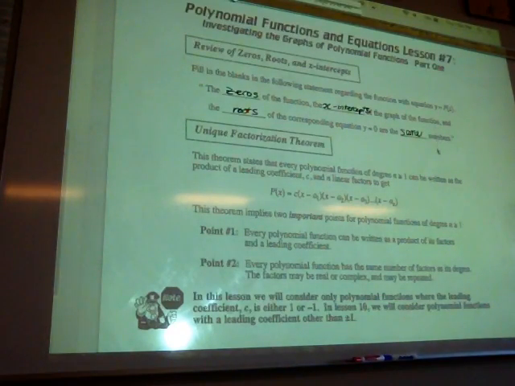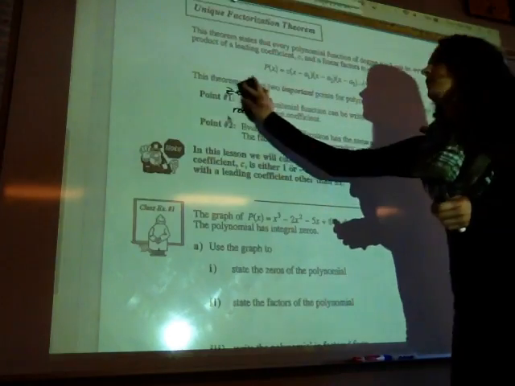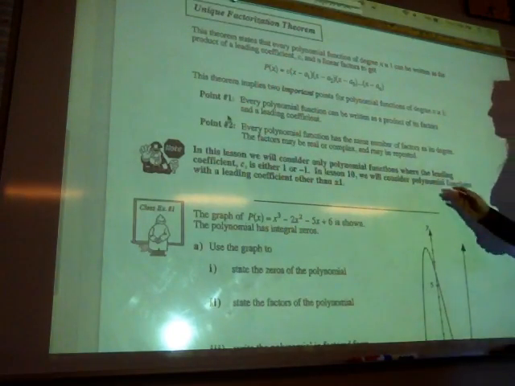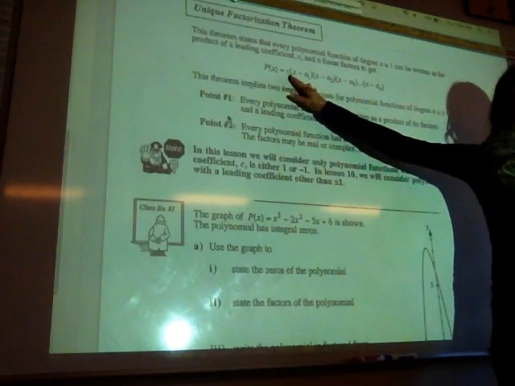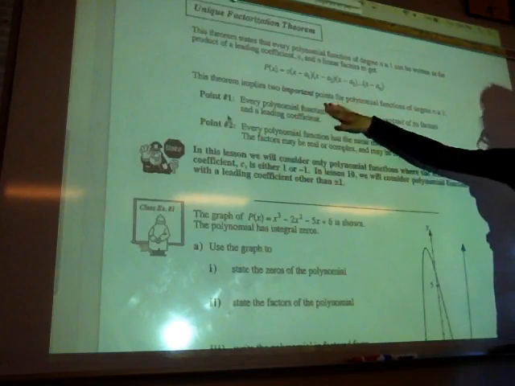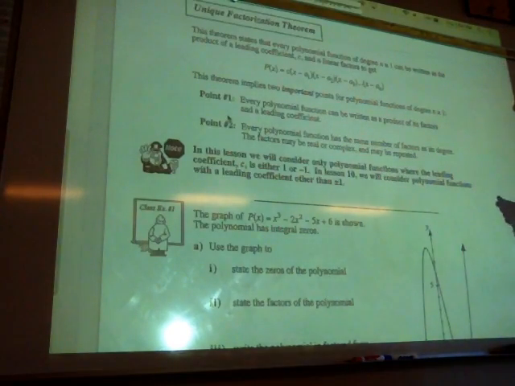So before we can do that, let's just go to the unique factorization theorem and review what a polynomial will look like when it's factored down. So we have a polynomial that will have a coefficient out front, and then we'll have its individual factors that will be multiplied together. If you were to expand, you would get the expanded form of the polynomial.